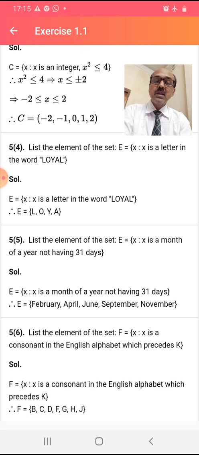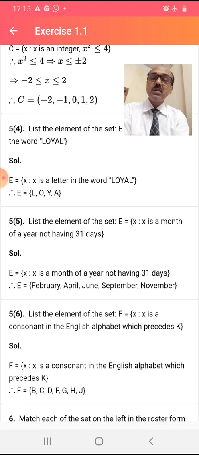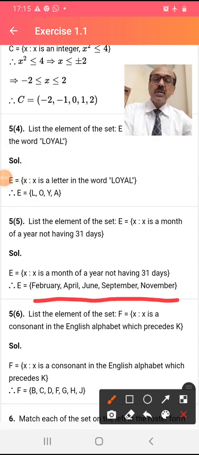Next question is, list the elements of the set E. X is a month of a year not having 31 days. So except 31 days, the months are February, April, June, September, November. So these are the set: February, comma April, comma June, comma September, comma November within set brackets.